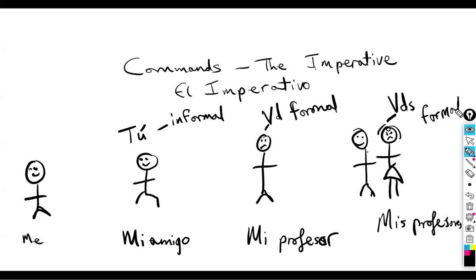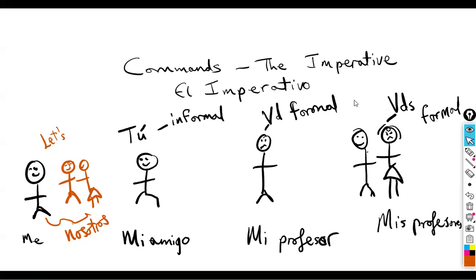Now, what was the other person we learned to do commands with? We did usted, we did ustedes, and then there's one more. When I'm with my friends, together we are nosotros, which is like saying let's, let us do something. Let's go here, let's see this, let's talk, let's play, whatever.